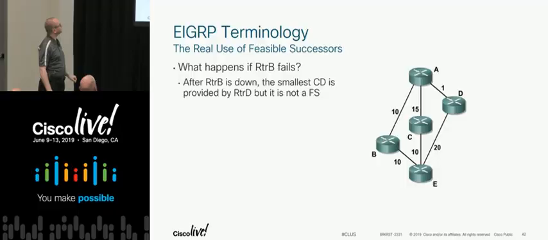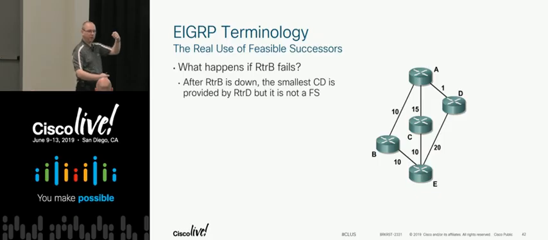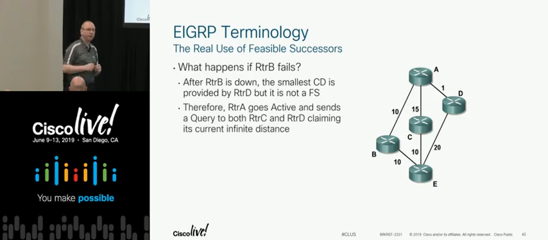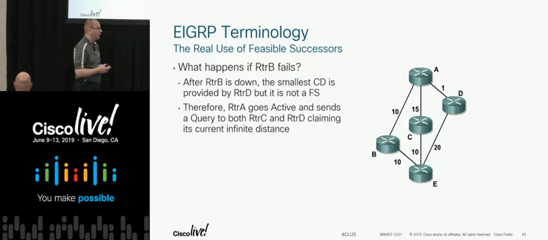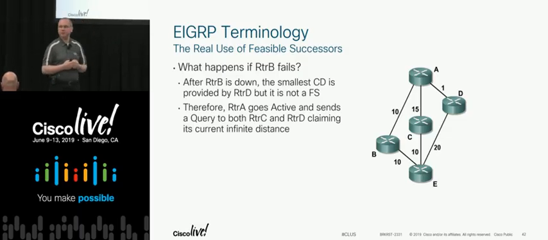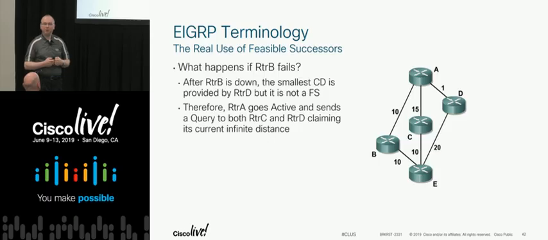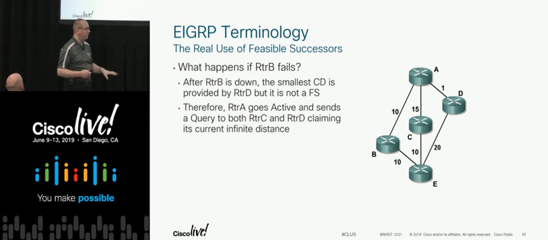Here's what happens really. B fails. B is down. A runs through the topology table and checks the remaining neighbors and their distances. It finds that the neighbor providing the next smallest distance is D. That's right. And then it checks if D passes the feasibility condition. And the answer is no, it doesn't. Because the neighbor that provides the least distance at the moment of handling the topology change does not meet the feasibility condition, we must go active to find out if we can use it or not, because we want to be using the shortest path that is available.